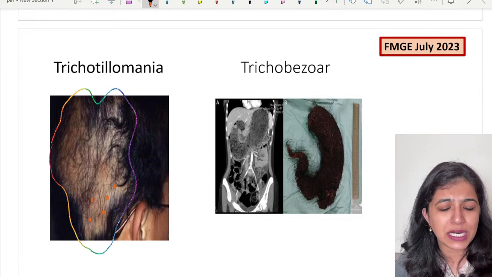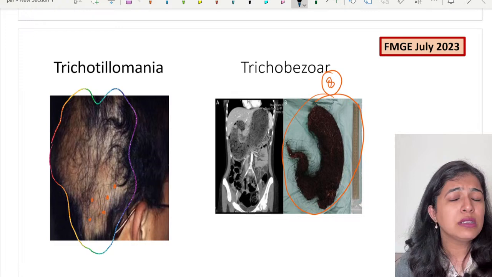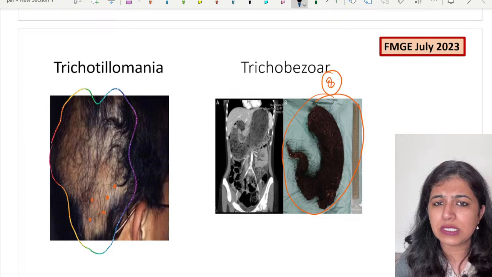If the patient eats the hair that they pluck out, they can have a trichobezoar forming in the intestine, which can cause intestinal obstruction. This was the question asked in the July 23 exam. This is a complication of trichotillomania.